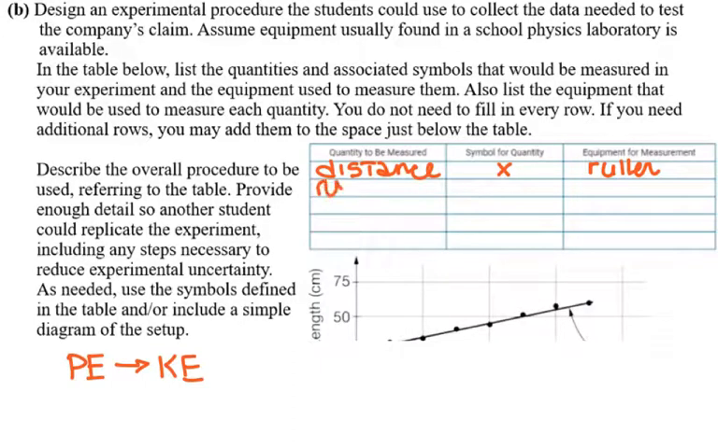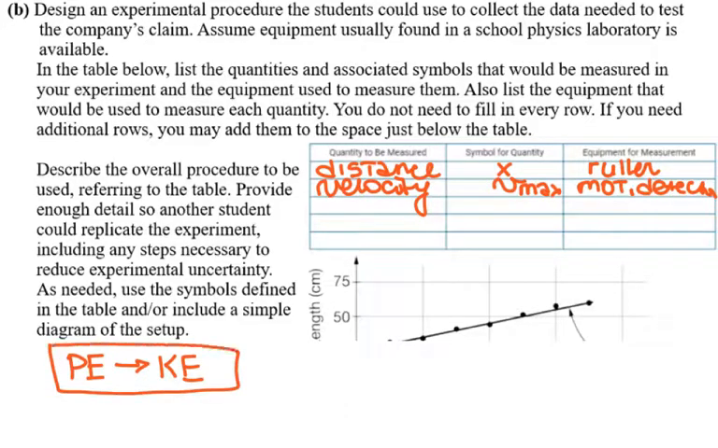And then you need the velocity. And that's going to be the maximum velocity. And you need a motion detector to measure that one. So you could do it this way. Every time you would stretch or compress the spring many times, measure by how much you're stretching or compressing, and then calculate the velocity.